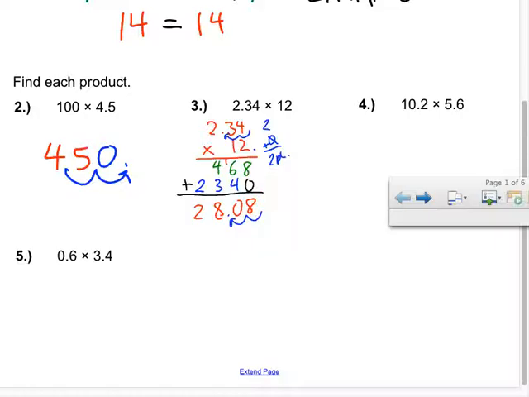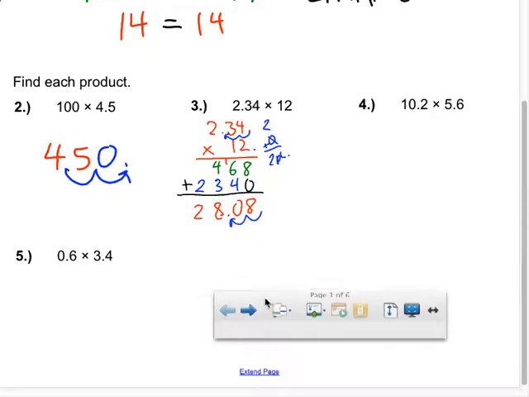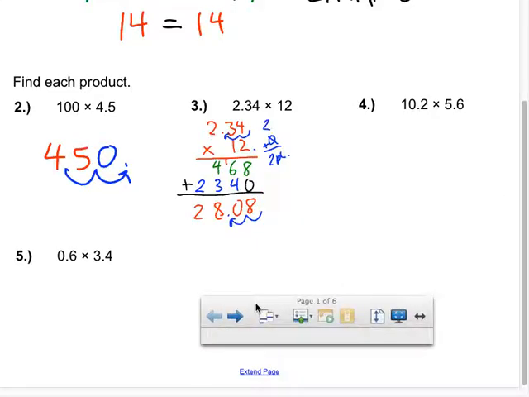When you're done, just click Save, and then turn your desk around. For number 4, who's got number 4? Henry. 58 and 2/100. Yes. Did you guys get that?